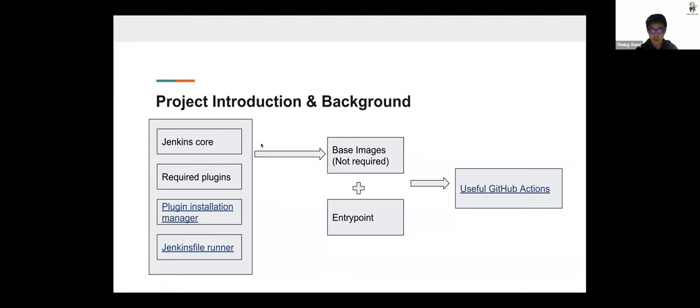So I combine the Jenkins core, a minimum required set of plugins to run the pipeline, and the plugin installation manager and the Jenkinsfile Runner into a base image. Then I set up the entry point shell scripts to start up the container workflow.